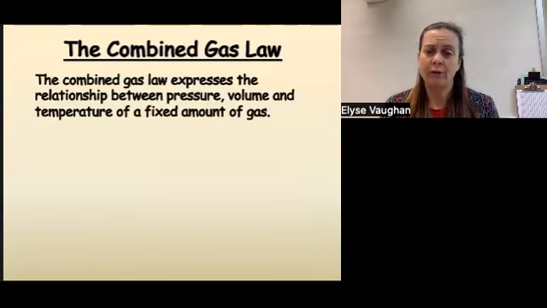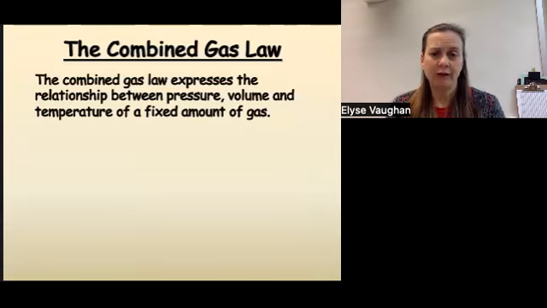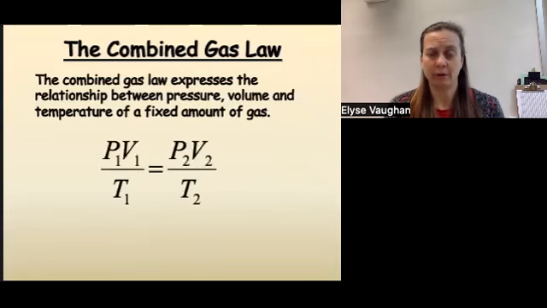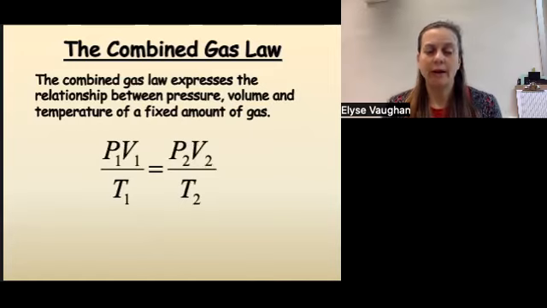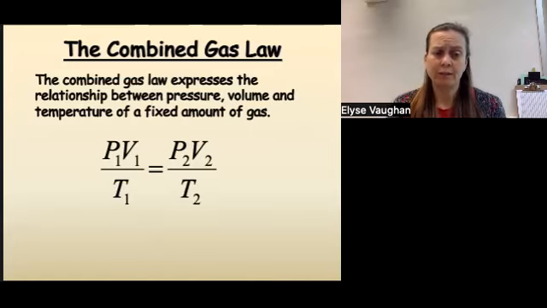And in those three laws, we were varying one of our parameters and seeing its effect on a second parameter while we held a third one constant. So the combined gas law allows us to change two of those variables and see what happens to the third one. And it literally just combines the three laws you already know. And so the combined gas law is pressure 1 times volume 1 divided by temperature 1 is equal to pressure 2 times volume 2 divided by temperature 2. So really just takes those same three laws that you already know and combines them into one.